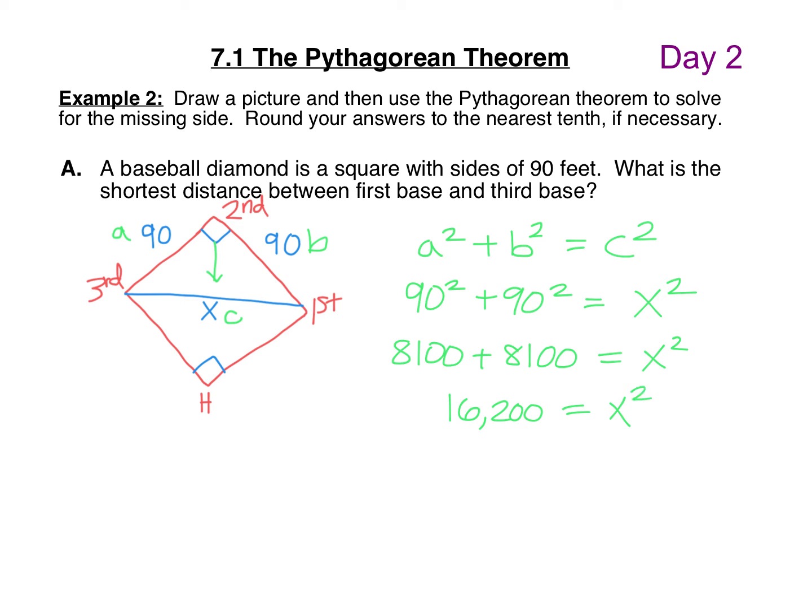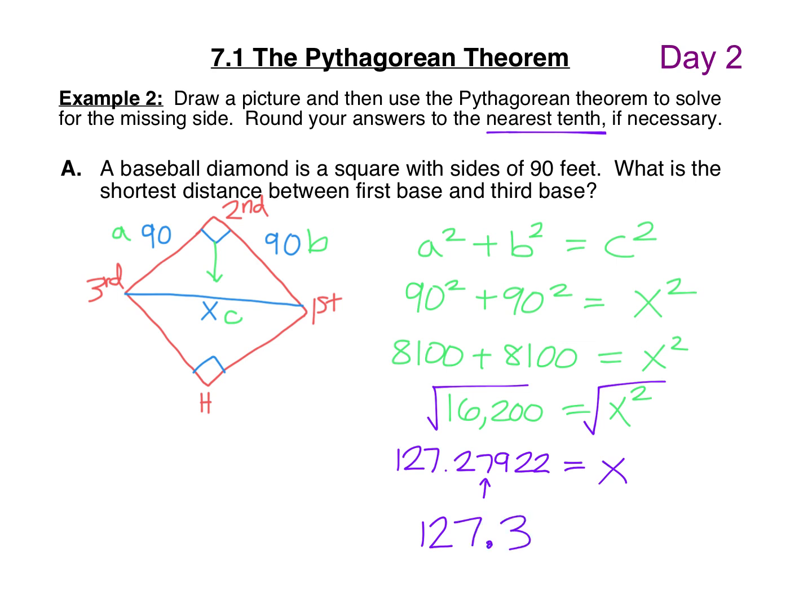Well, now to get our answer here, we don't have to simplify the radical today, because with word problems, you're usually looking for an approximate answer. So we're just going to go back to our calculator and do the square root of 16,200. And when you put that into a calculator, it gives you 127.27922, etc. I just need to round that to the nearest tenth. So one decimal position, if you look at what's in the second decimal position, it's a seven, so it rounds up. So I would round that to 127.3. The two rounds up to a three because seven is five or more. So the distance between first and third base would be 127.3 feet.